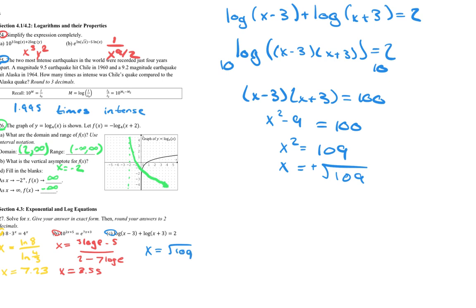So anytime that you solve an equation with logarithms in it, it's really good to take your answer and plug it in and make sure that you get a real answer, because a lot of the times you end up with these extraneous solutions that don't actually exist. And then this as a decimal is x is equal to 10.44.